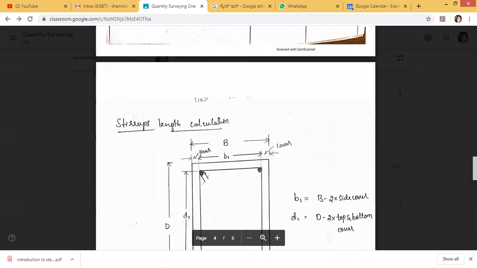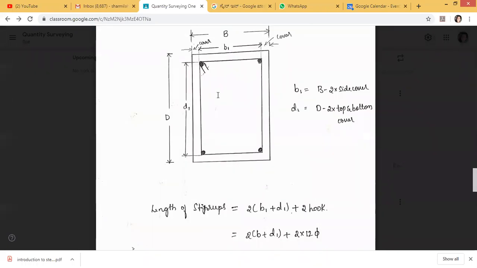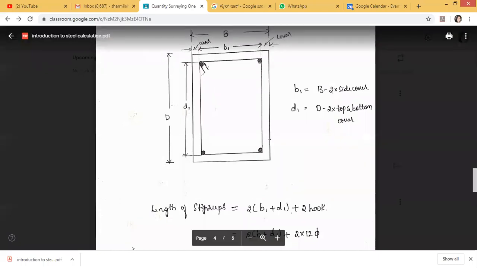Next, in the beam, we can see even stirrups. So how to calculate the stirrups? Stirrups are provided in the cross section, right? So whatever the shape of the beam will be, the same shape will be the stirrups, and it will be provided with the hook at the end joining.